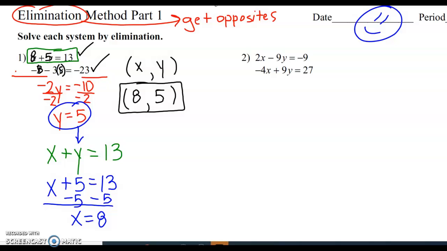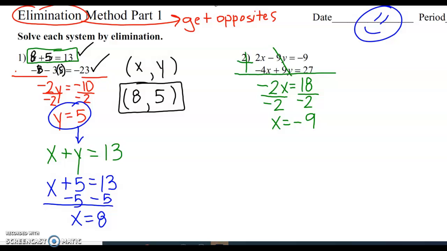So in number 2, you either need opposite x's or opposite y's. I can see that my y's this time are opposite. Negative 9y and positive 9y are opposite. So I go ahead and add the equations together, and the y's would cancel out. 2x and negative 4x is negative 2x equals negative 9 and 27 is 18. Solve the equation. To get rid of a multiply by negative 2, we divide by negative 2 and find out that x is negative 9.